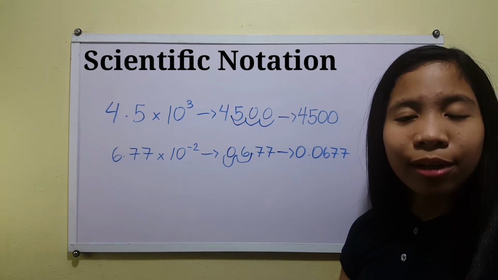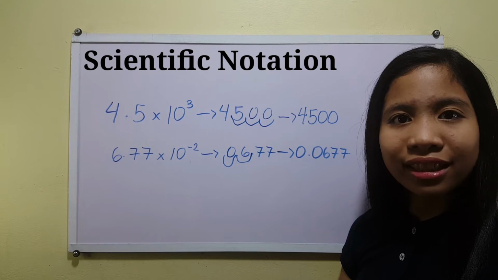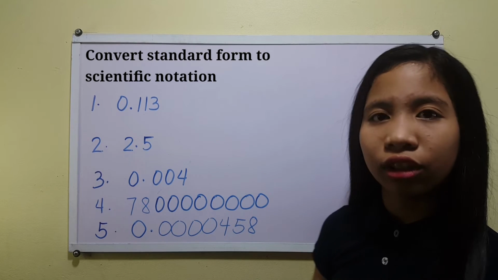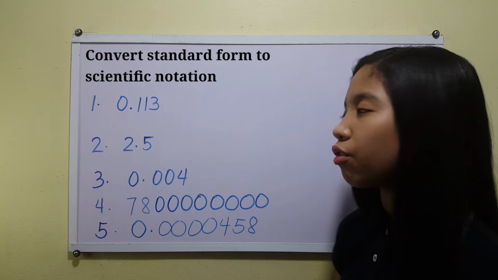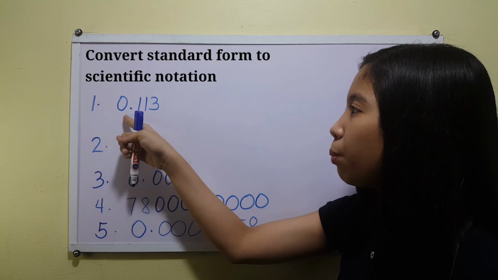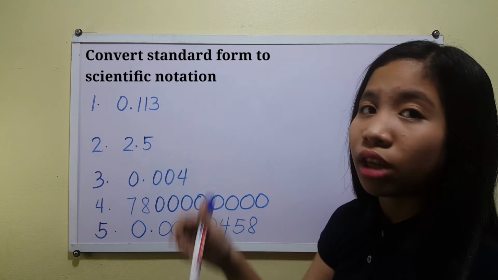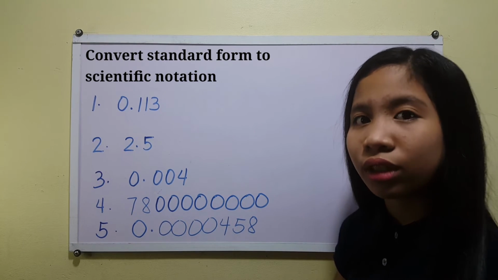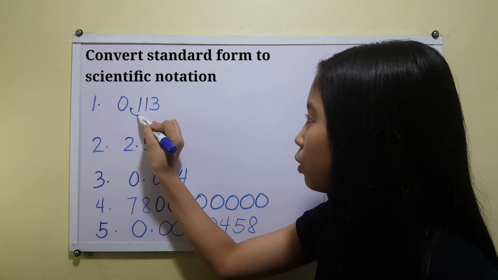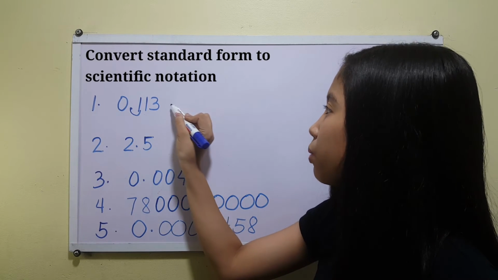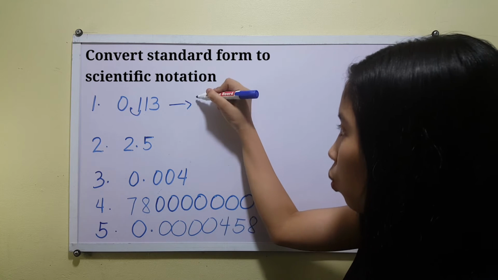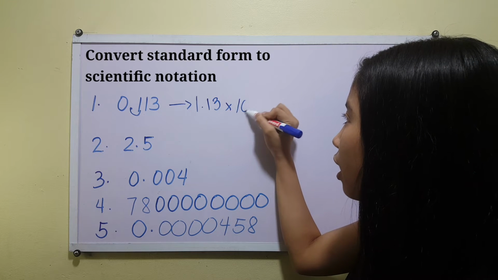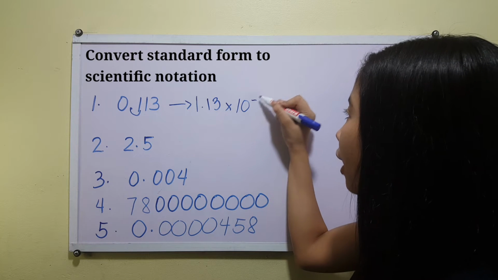Let us expand and learn more about this through our examples. For our first 5 examples, we are going to convert standard form into scientific notation. For our first example, we have 0.113. So let us move the decimal point to the right until we have its first non-zero digit. So let's move. We're going to stop here. So we have 1.13 times 10 to the power of negative 1.